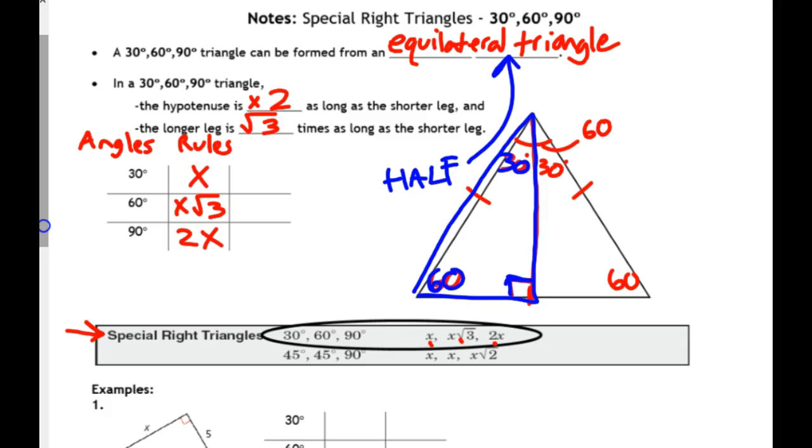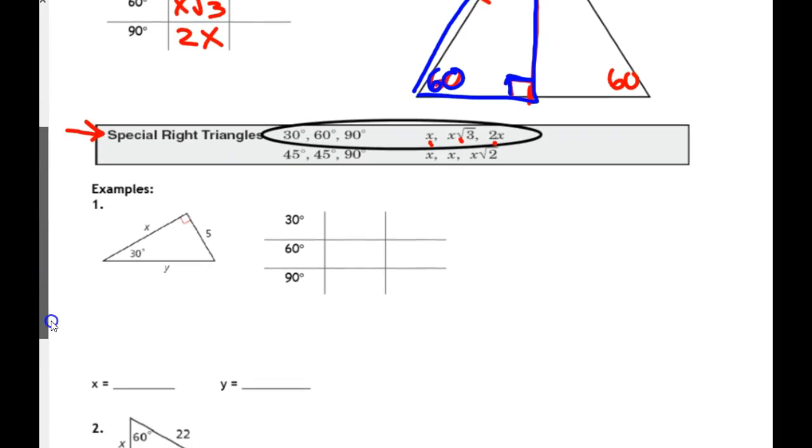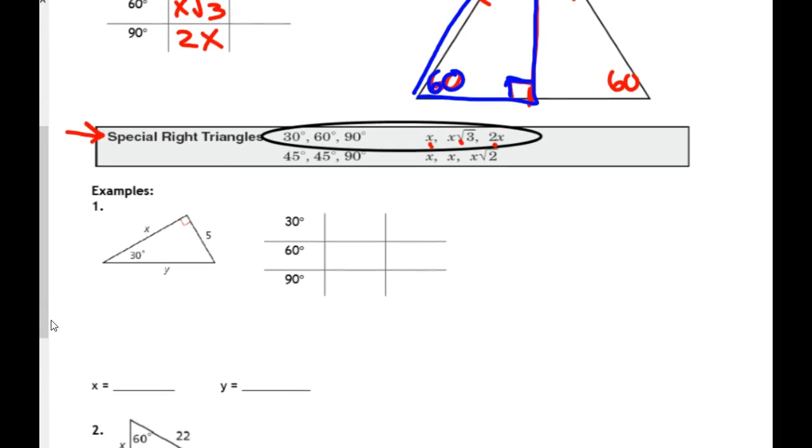Number 1 is like the easiest problem, so let's start with the easy one. I have my grid here already. Let's put in these rules: x, x square root of 3, 2x. And now let's look at our example here. The only side I'm given is 5, and what's 5 across from? 30, right? So over here, on the 30, I'm going to put 5. So that means x equals 5.